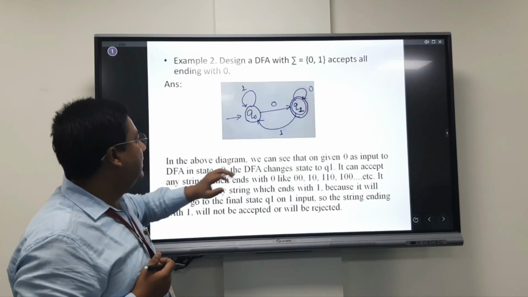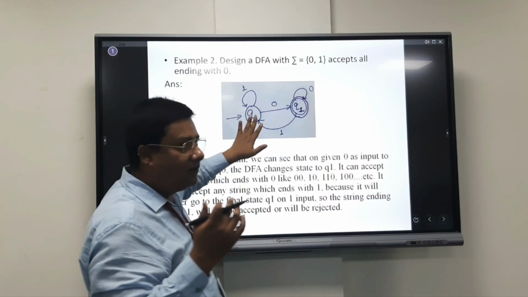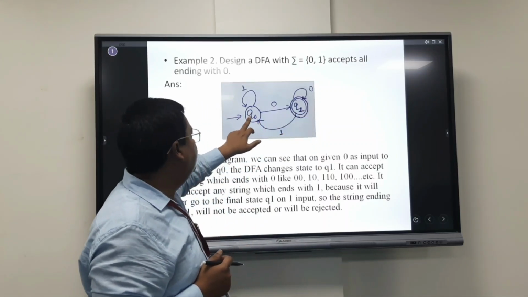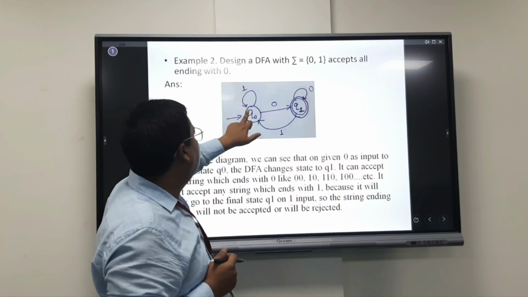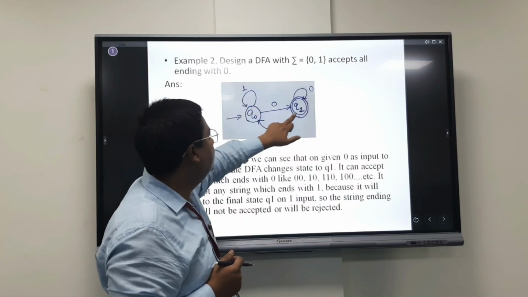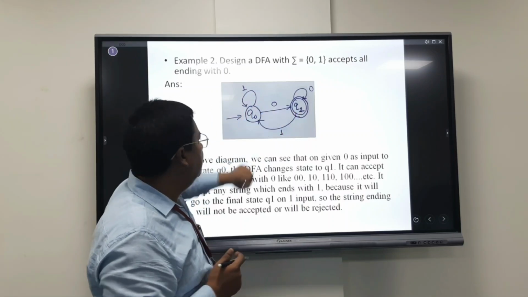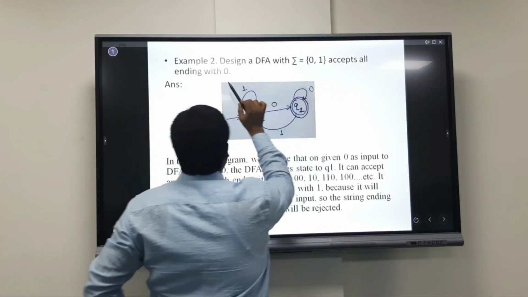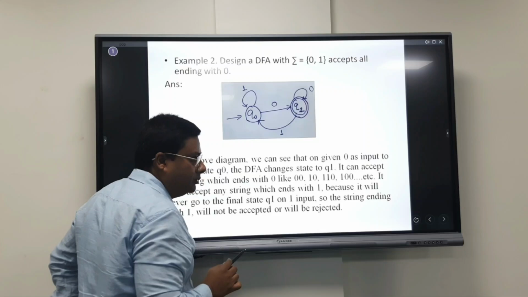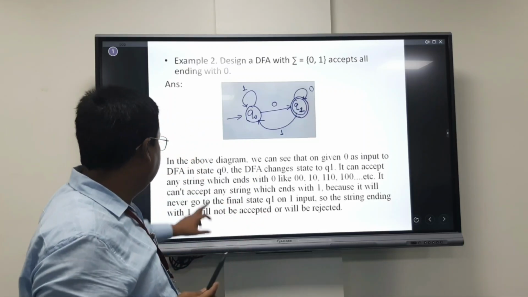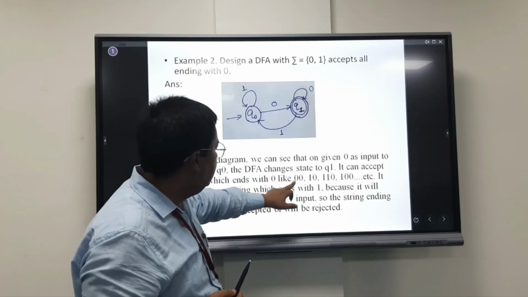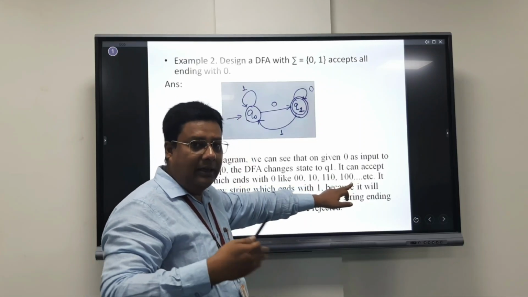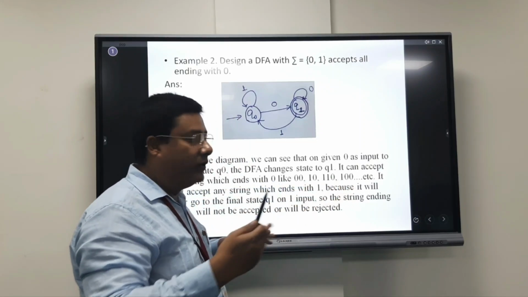How is this executing? We have considered only two states, a Q0 state and a Q1 state. Q0 is the initial state and Q1 is the final state. Now, what is the problem? The problem is strings ending with 0. The string can be accepted like 0, 00, 10, 110, 1010, double 0, ending with 0, not ending with 1.